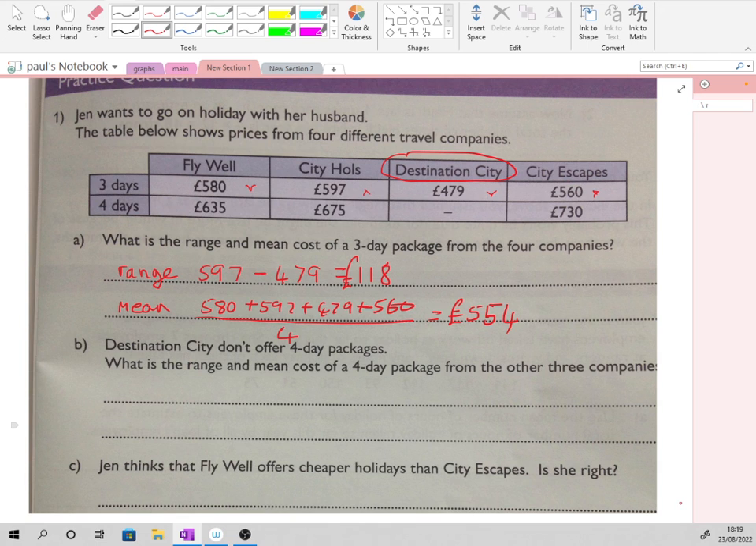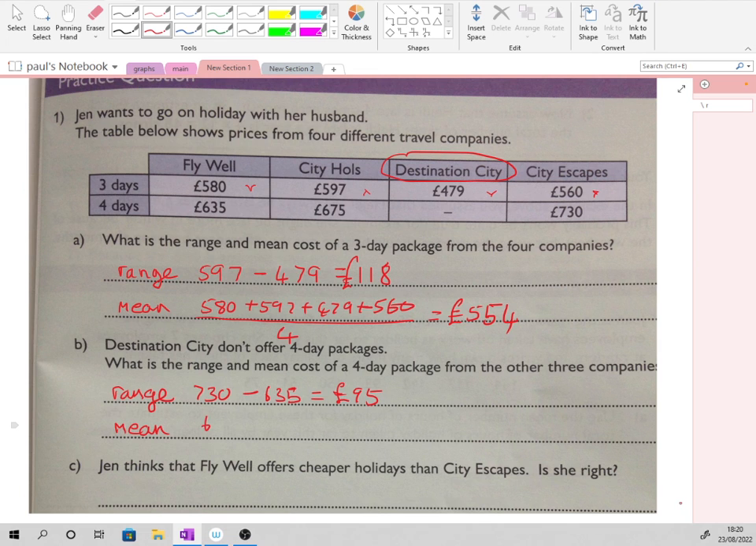Now Destination City don't offer 4-day packages. What is the range and mean cost of a 4-day package from the other 3 companies? So we've got to do exactly the same again, but this time we're only going to divide by 3. Remember, this is not 0, it doesn't count. So the range is the biggest one, which is 730, take away the smallest one, which is 635, and that's £95.